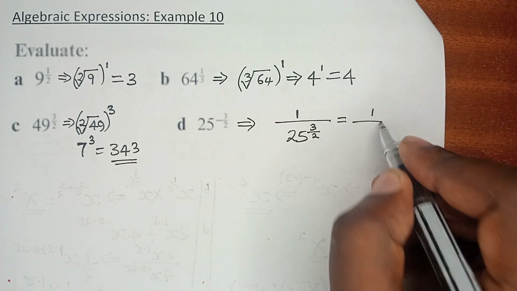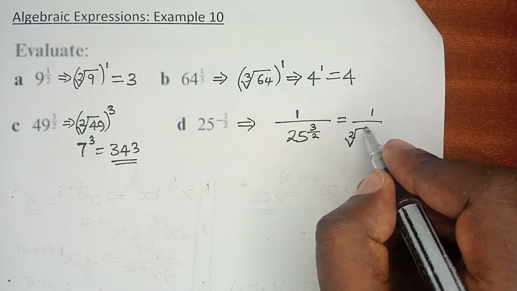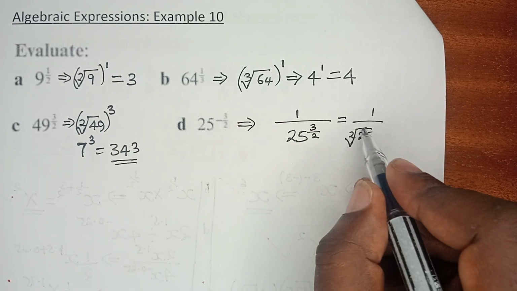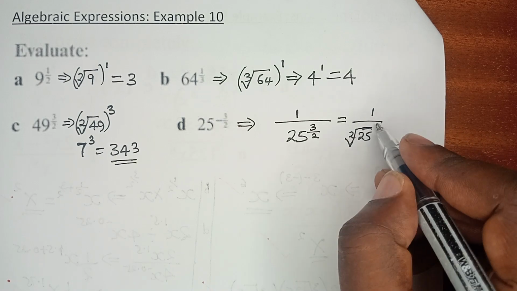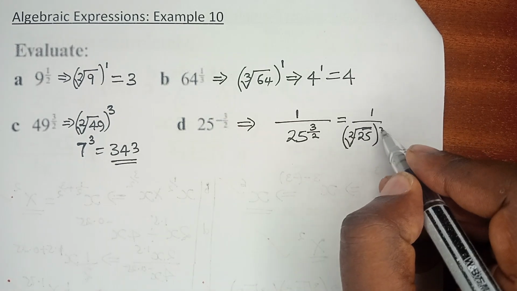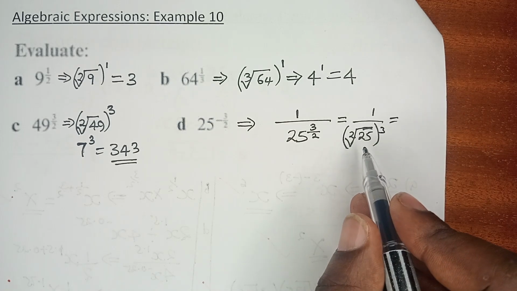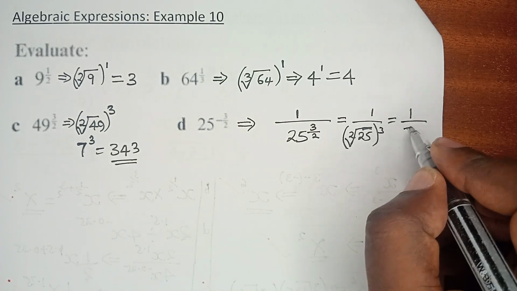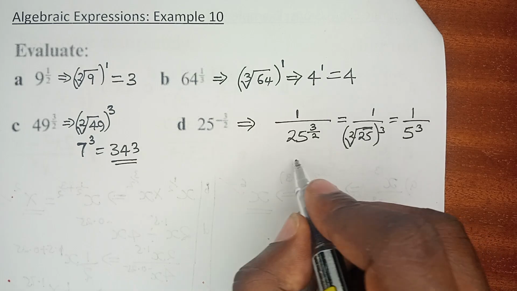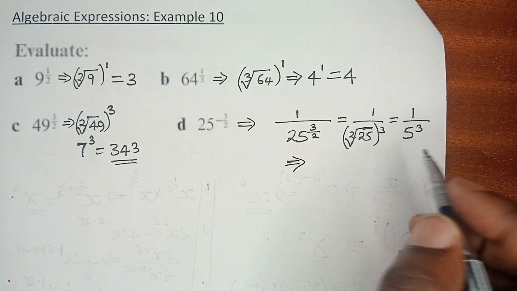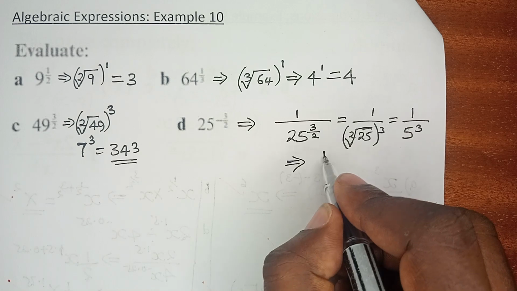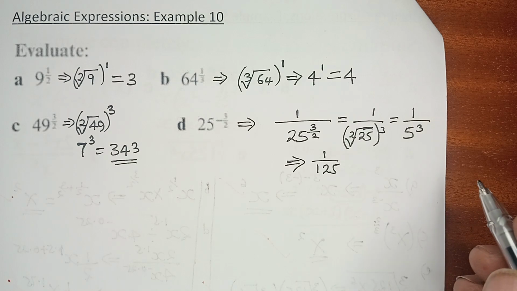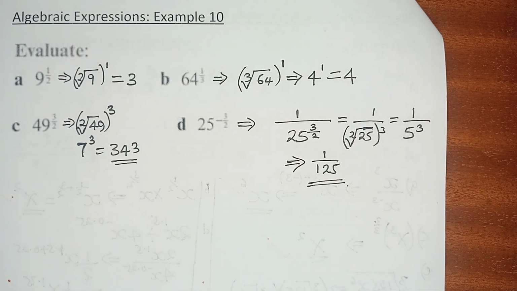So we have 1 over the square root of 25. Ordinarily, when we are looking for the square root, we don't bring the 2 here. But for the sake of understanding, let us just do it. Raised to power 3. And we all know the square root of 25 is 5, and 5 cubed. So we have 1 over 5 cubed. And we all know that 5 cubed again is 5 times 5 times 5, which is 125. So that is the final submission. And that is the way to go as far as that question is concerned.